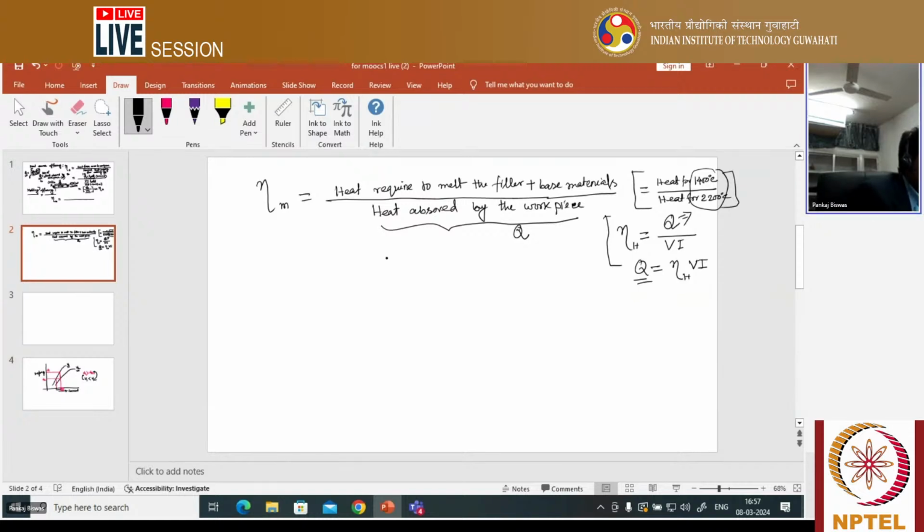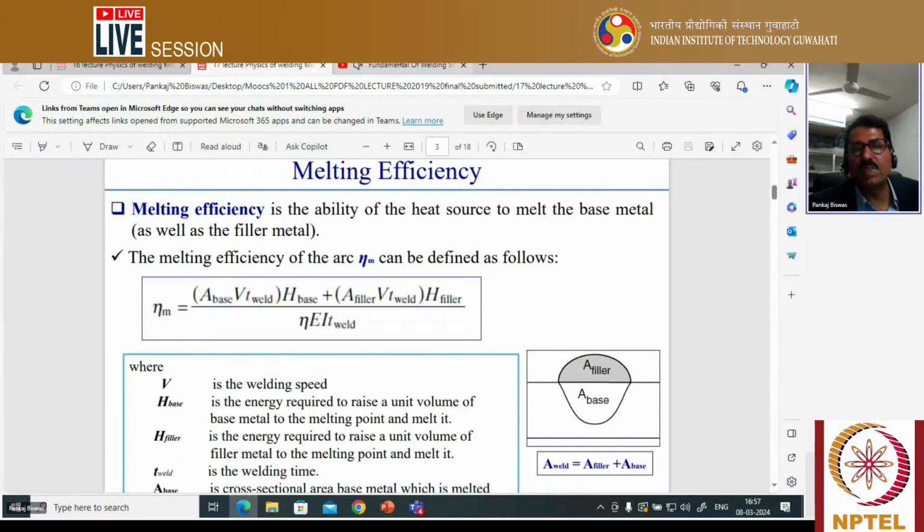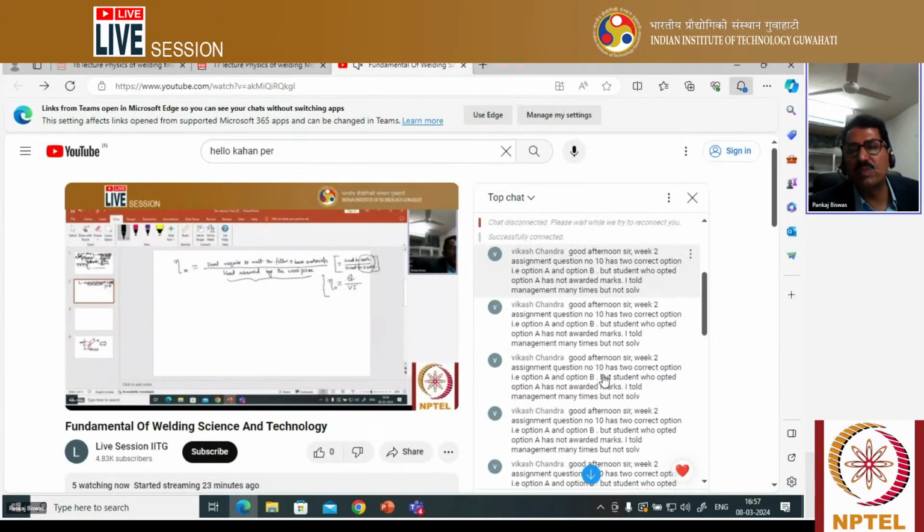And so here you can write: heat required to melt the filler wire as well as base material, divided by this Q value, the heat supplied to the workpiece. Now, how can you calculate this heat required to melt the filler plus base material? I am going to explain that a little bit. Before explaining, let us see if you have any other queries or not.